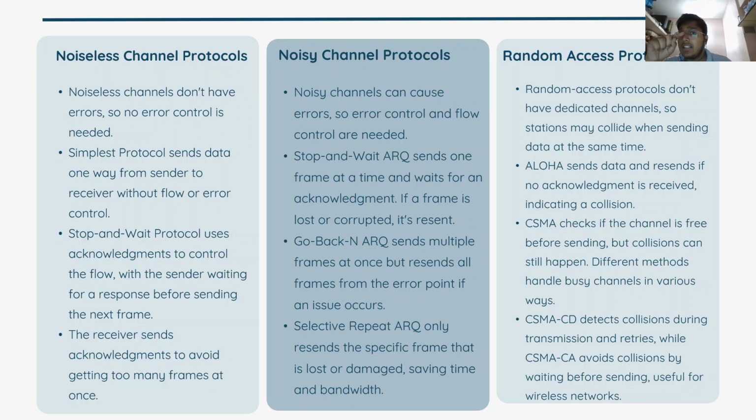We also have CSMA/CD. CD is collision detection. So it detects collisions during the transmission and retries sending the data. And CSMA/CA, CA is collision avoidance. So it avoids collision by waiting before sending, and it is useful for wireless networks.